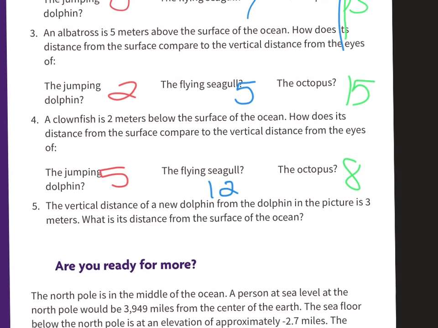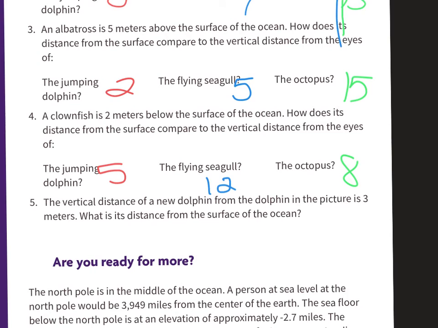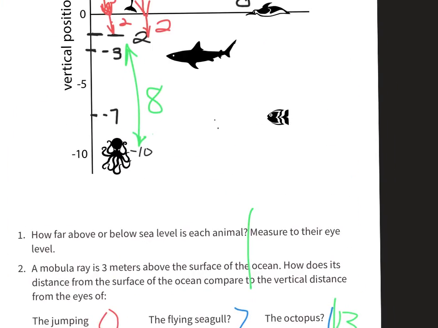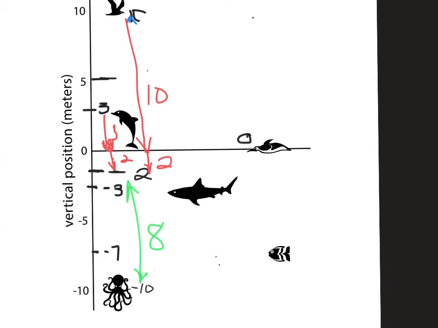And number 5, the vertical distance of a new dolphin from the dolphin in the picture is 3 meters. What is its distance from the surface of the ocean? So it tells me it's 3 units away. So it's a +3. That means we're going to go up 3. If it said the distance was -3 units away, we'd go down 3. But because it's positive, we're going to go up 3 more units. So I know my dolphin's at 3, and it says another dolphin is 3 units away, so that means it's up 3 more, which is going to put me at 6.